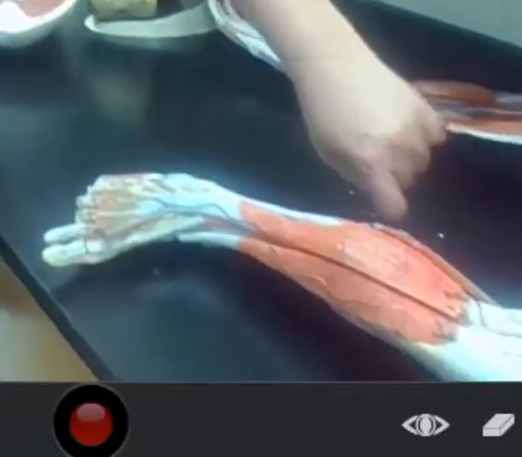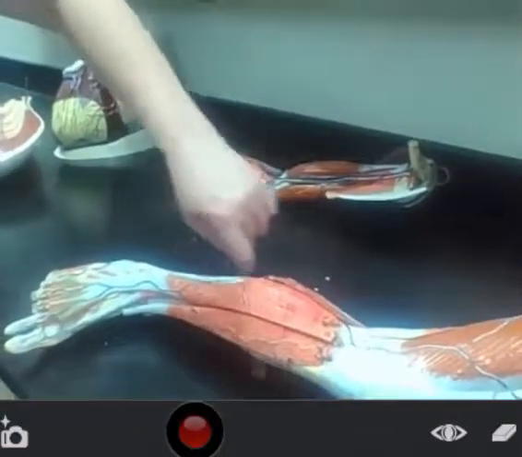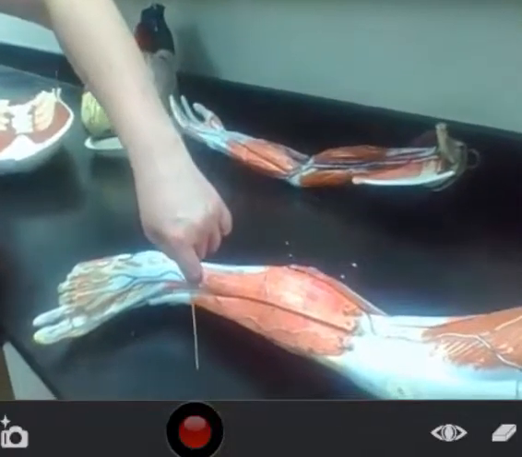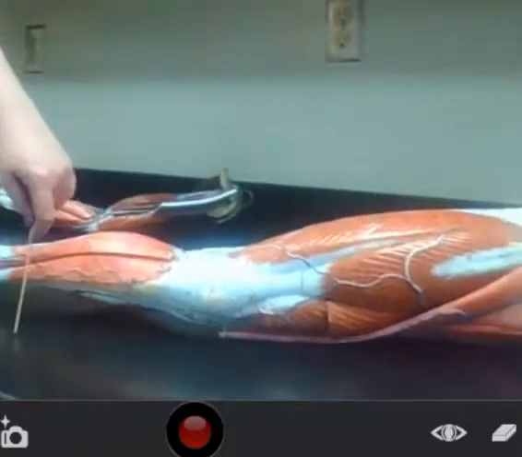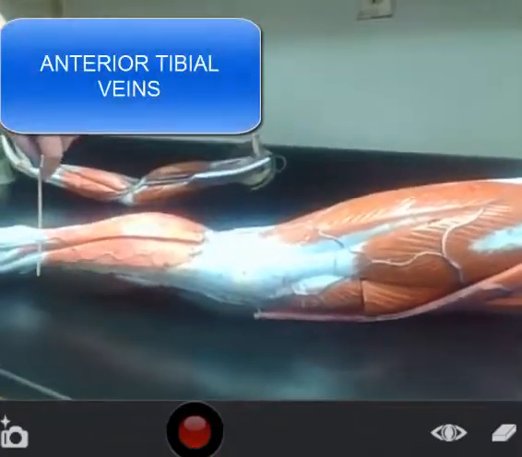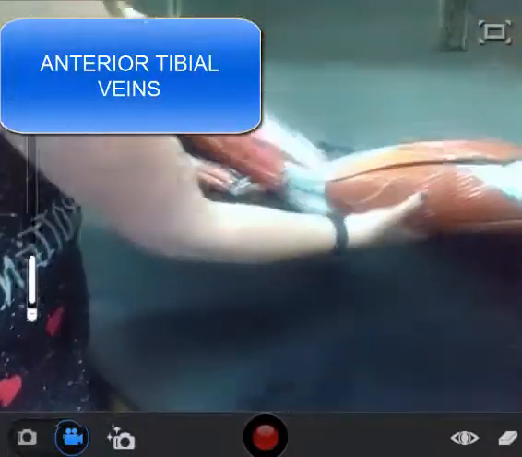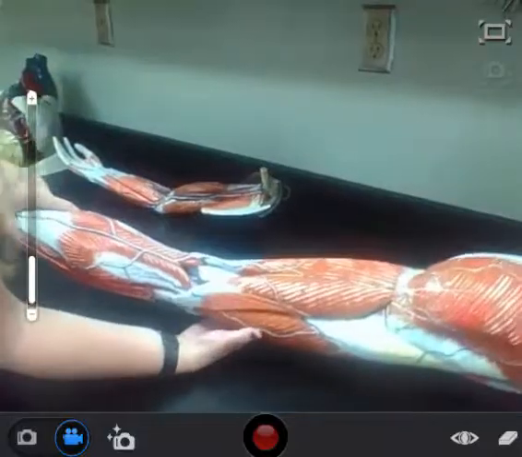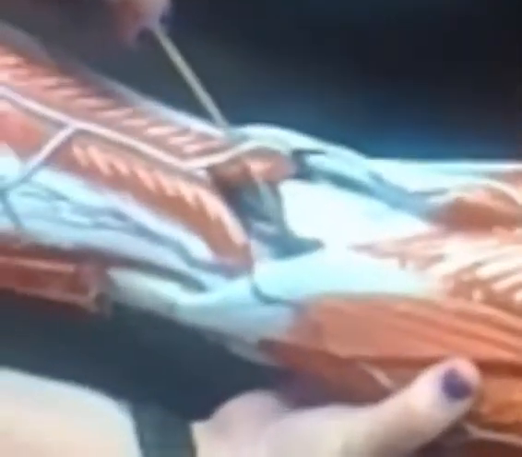So here's your foot, okay? So here's your foot veins. Anything at the front here, okay? This is the anterior tibial veins. Any of these would be considered the anterior tibial veins in this class. That's what they're considering it. Now, at the back of the knee, deep inside the knee, this would be your popliteal vein, okay? Popliteal vein.